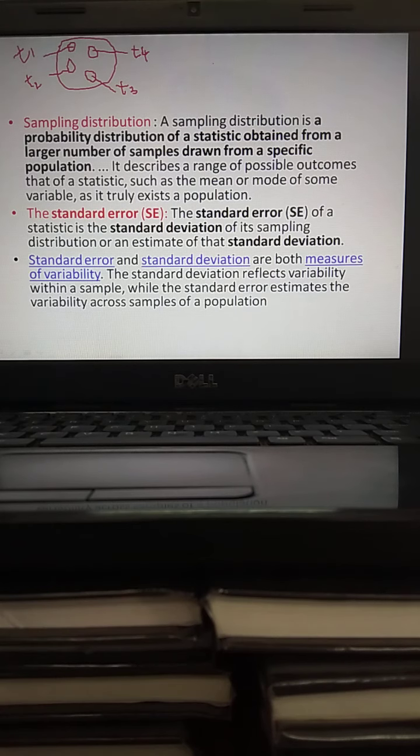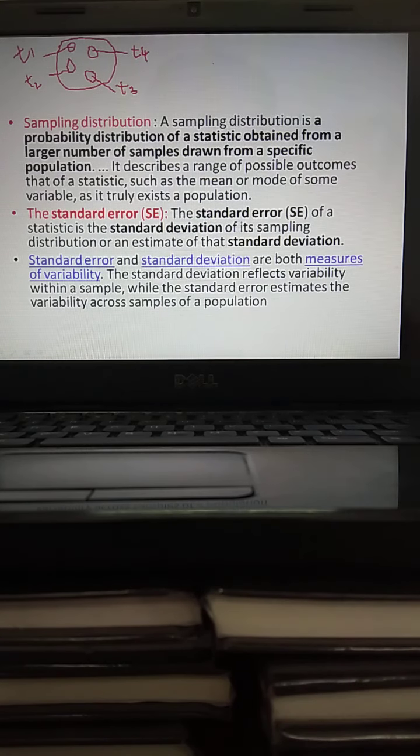Then what is a standard error? For this sampling distribution, if you calculate the standard deviation, standard deviation meaning variation, that standard deviation is known as the standard error. Do not get confused. The standard deviation and the standard error are both numerical figures that explain the same thing, but their purpose is different. The standard deviation of the sampling distribution is known as the standard error. So the standard error of a statistic is the standard deviation of its sampling distribution.